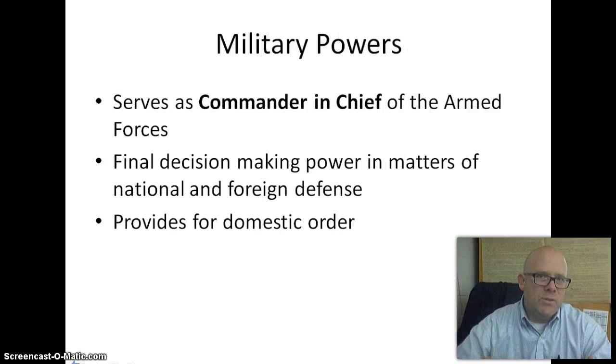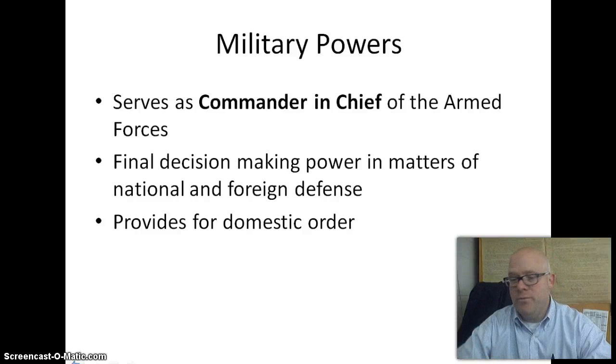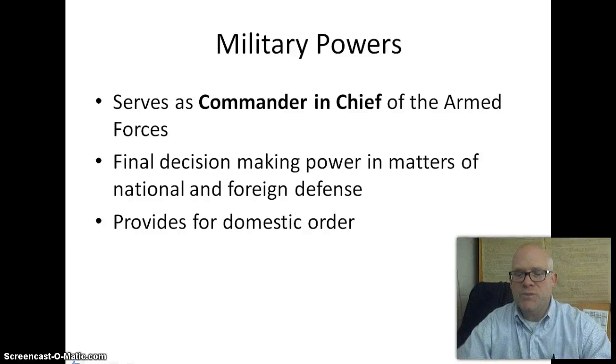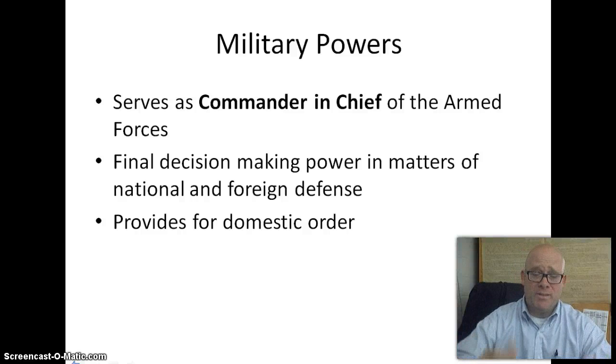All right, military powers. This is the one that you're probably the most familiar with in terms of the president. He is the commander-in-chief of all of the armed forces. He has final decision-making power in matters of national and foreign defense. And again, he is checked by Congress through Congress's power to declare war and Congress's power of the purse and the War Powers Act, which was passed in the 1970s, which we'll be talking about here in class.